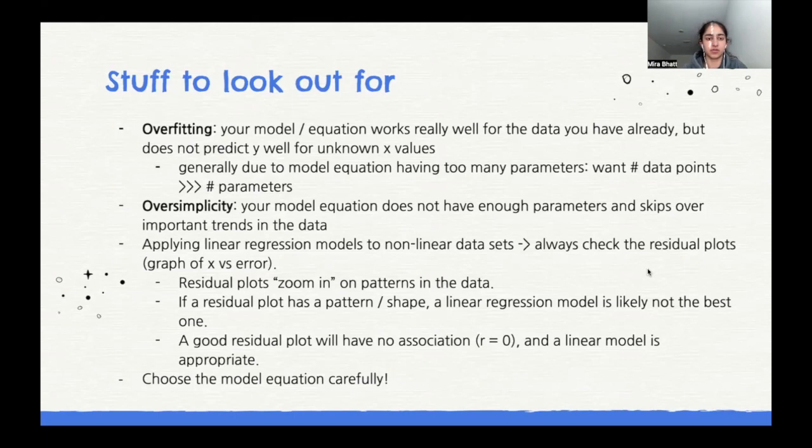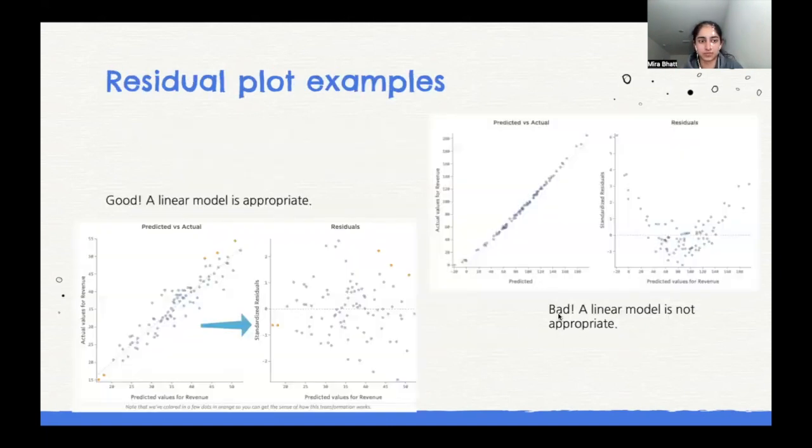And then specifically for linear regression models, you always want to make sure you check the residual plots. I'm going to go over that in a second. Residual plots really magnify patterns in the data. So if your residual plot has a pattern or a shape, then it probably means that a straight line is not an appropriate model to use in this case, and you're better off looking at slightly different model equations. Good residual plots will look like clouds, with no pattern at all. And that means that your linear model is appropriate.